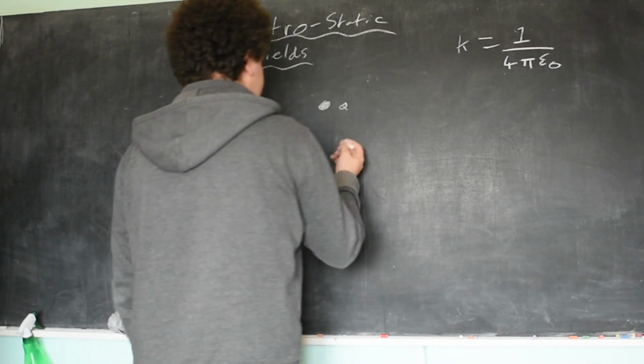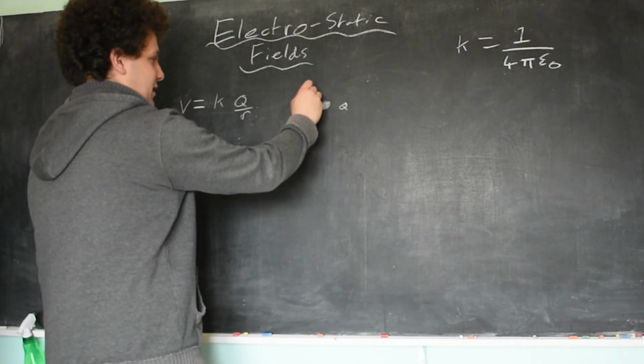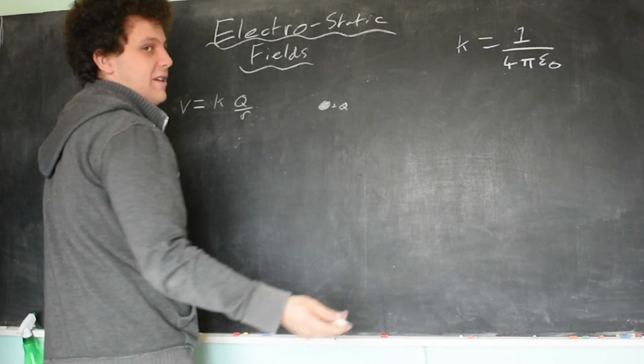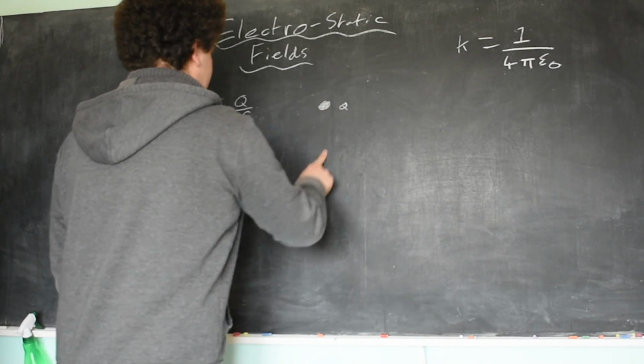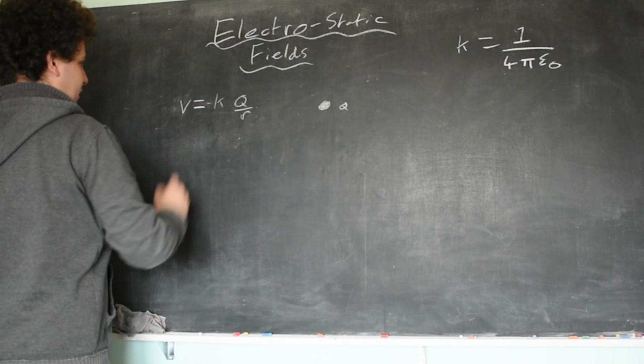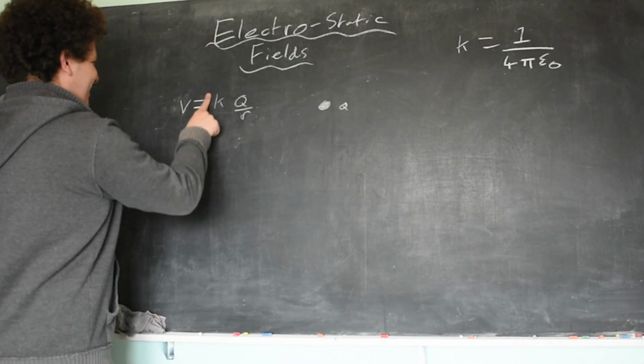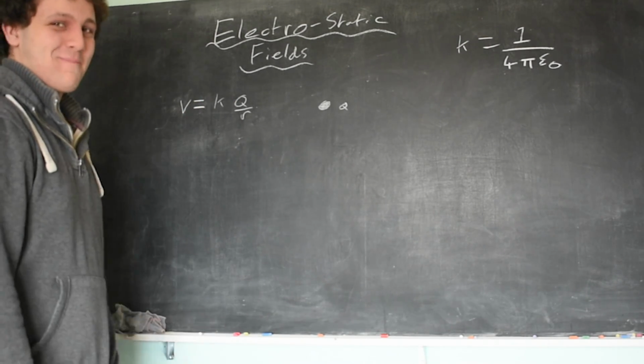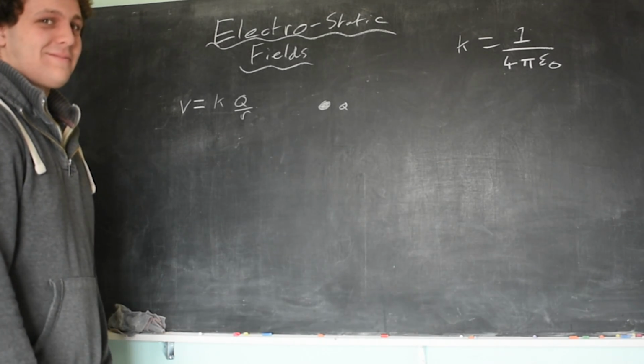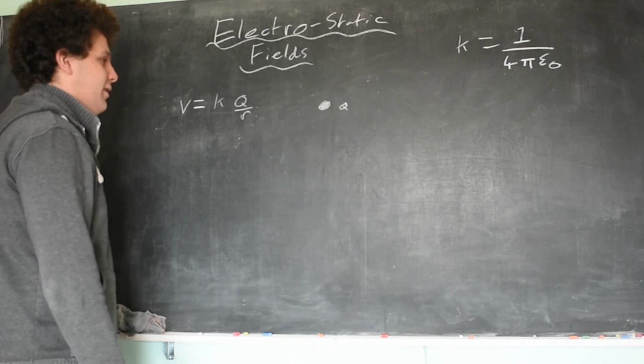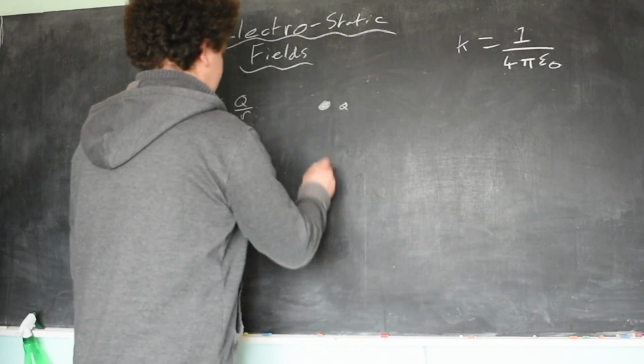If Q is positive, you have to put work in. If it's a negative charge, then you'll have a negative potential, because you won't actually have to put work in to get the test charge to go towards the charge.